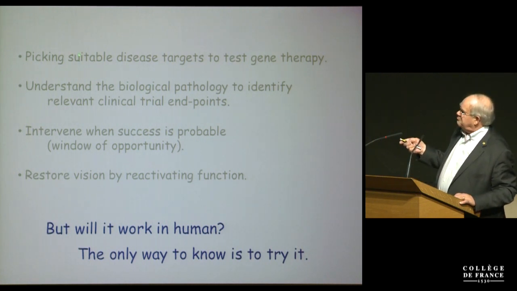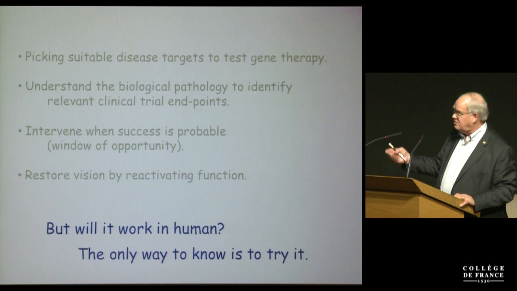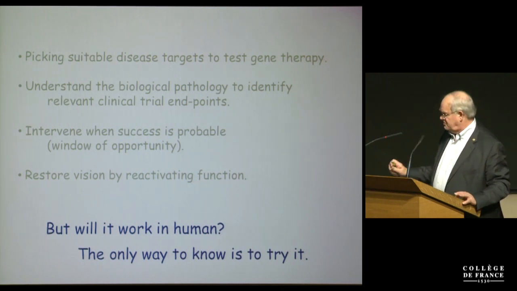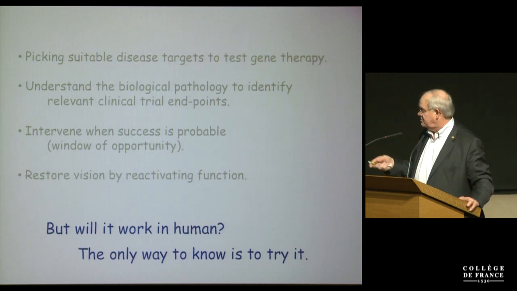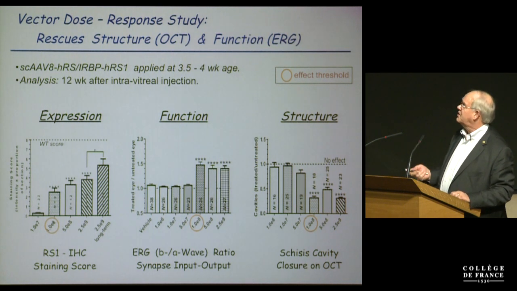So we have an interesting disease target. We certainly have a window of opportunity because in the adult mouse we can restore function, which is nice. We can restore vision by activating function. But the next question is, will it work in human? Mice are fun. But to try this in human and to know the answer, the only way to do that is actually to try it. So we are in the middle of a human clinical trial.